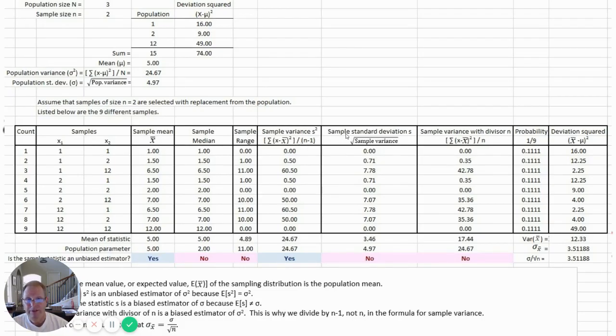Now, let's take a look at sample standard deviation. Here in this column, I calculated the sample standard deviation for each of my 9 samples. And then I calculated the mean, and what do you see here? You see that the average of my sample standard deviations is not equal to the population standard deviation. So sample standard deviation is a biased estimator of population standard deviation. That's all I have to say.